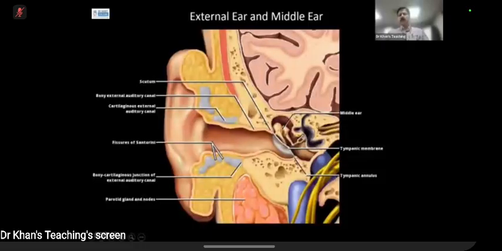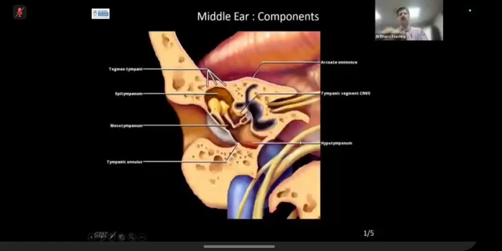Now, coming back to this anatomy, this is the tympanic membrane, this is the inner ear, and this is the middle ear. Now we have to concentrate on the middle ear. But look at the surrounding structures. This is the internal auditory canal, and the nerves are coming in. This is the lateral semicircular canal, the superior semicircular canal, the vestibule, and part of the cochlea. Now look at it. These are the ossicles, the malleus, the incus, and the stapes.